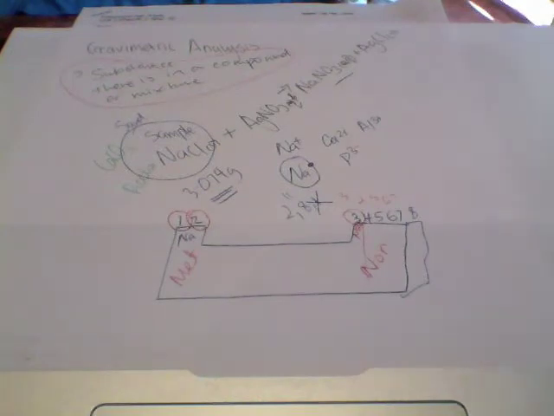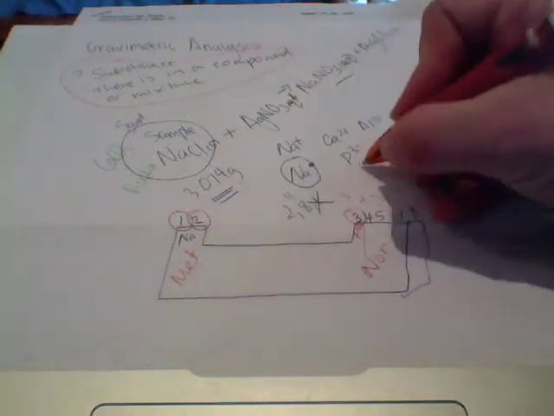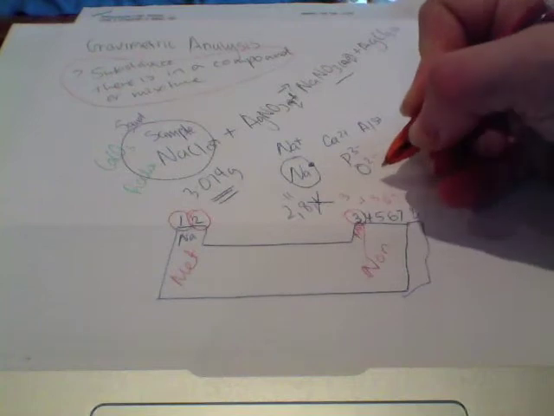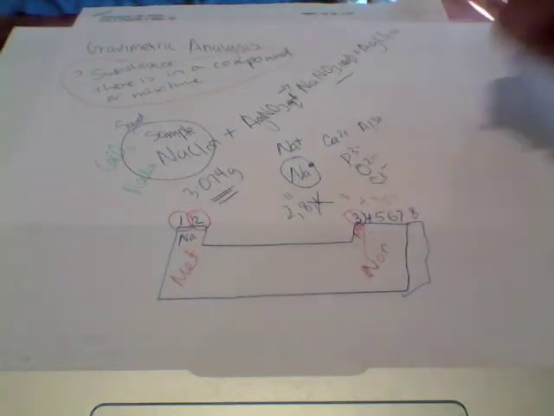Because it has 5 electrons in its outer shell, it wants to gain 3 to make 8. And then we have something like oxygen, 2 negative, and something like chlorine, 1 negative. So that's just a little revision on that.